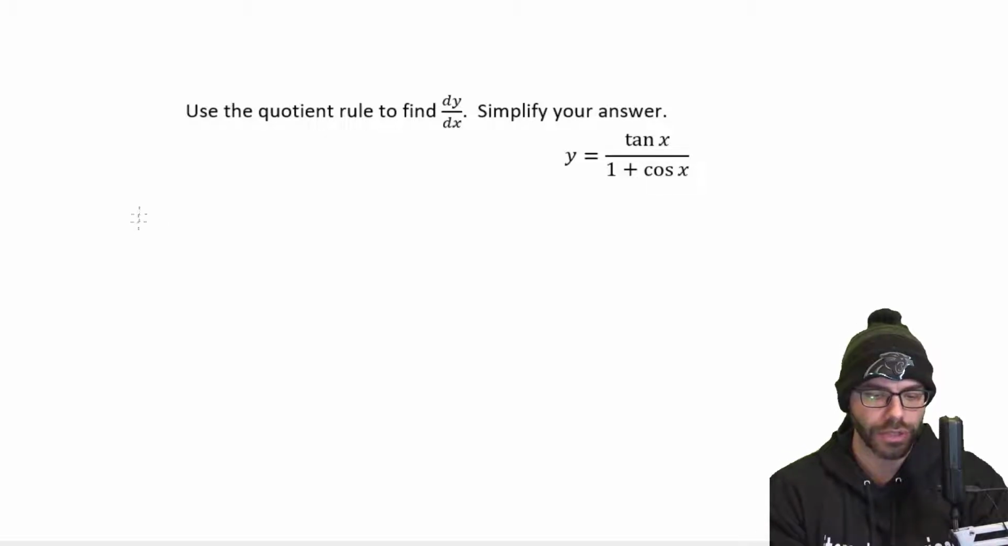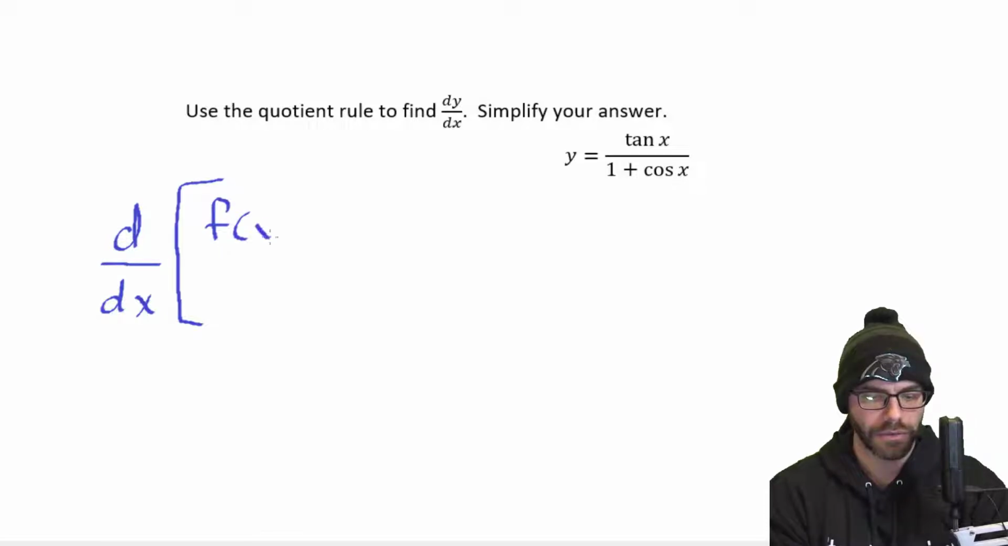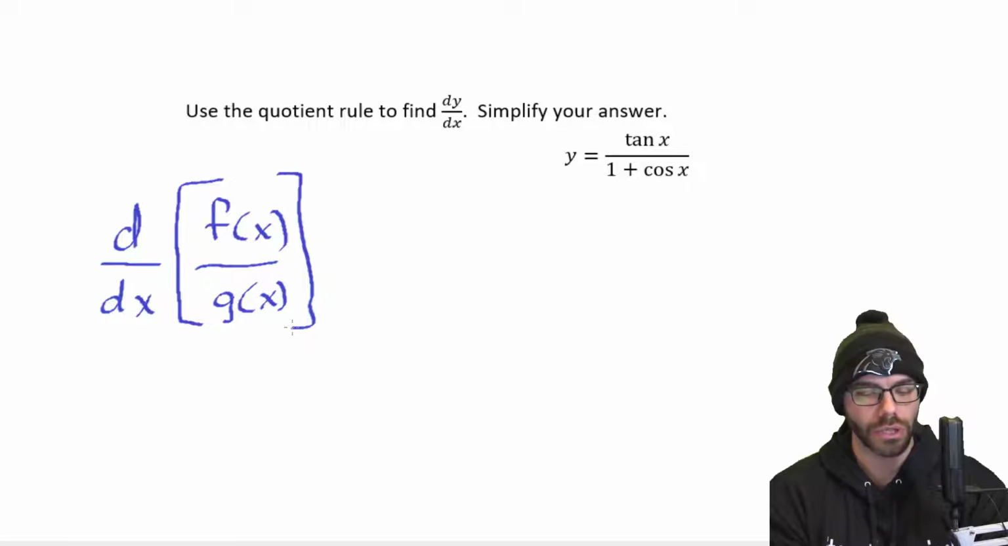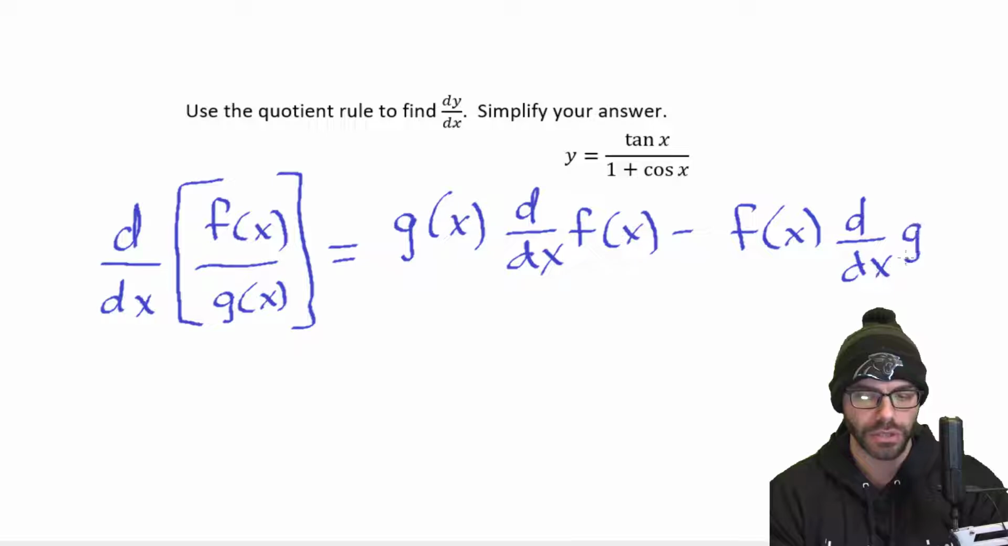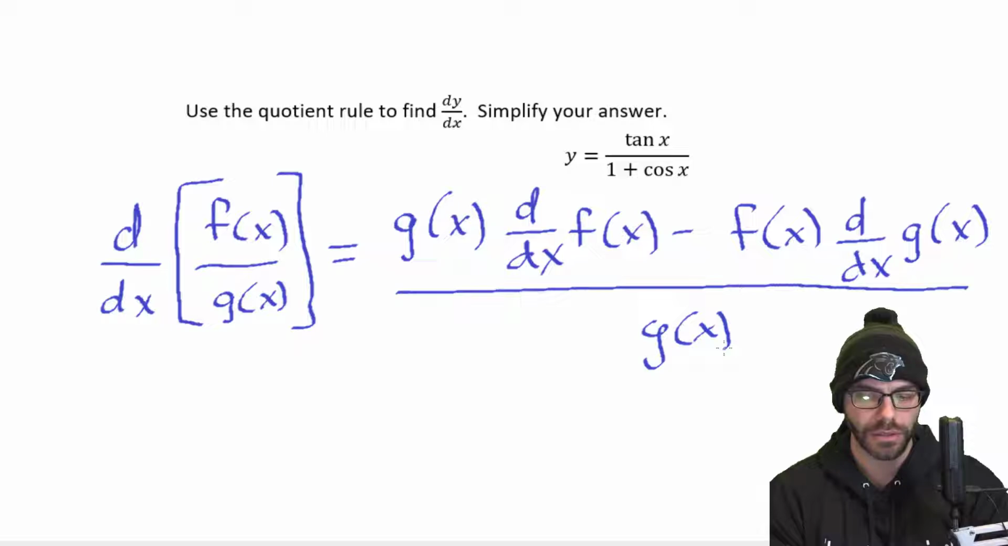If you want to take the derivative of a rational function, f of x divided by g of x, given g of x is not equal to 0, so we are working under that assumption, then what we do is low d high minus high d low all over low squared. So what does that look like? Low is g of x times the derivative of the high minus the high times the derivative of the low, all over low squared. Let's put that in brackets.